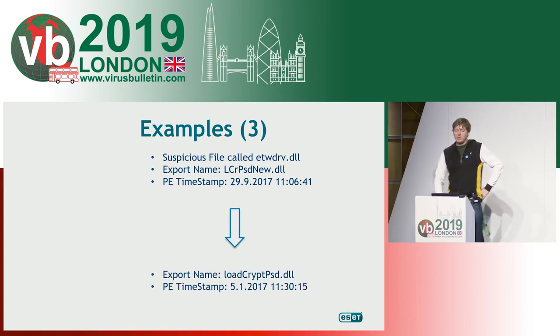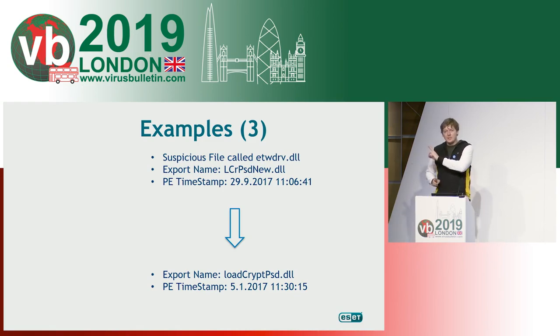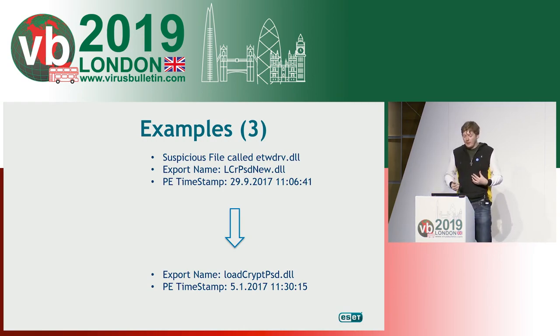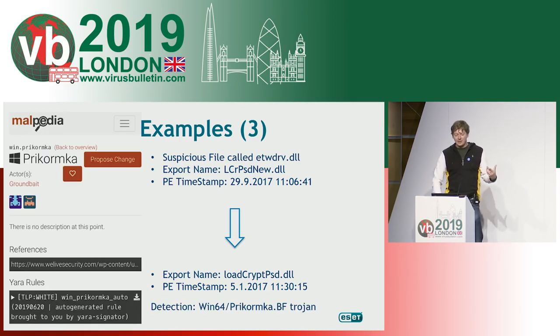Another example: a suspicious file with export name LCR PSD new.dll, and using similarity levels, I found that it is really, really close to a file called loadcrypt.psd.dll. This DLL is really small, just a tiny piece of code. It's a loader, no data, so no quick attribution. But the file that was similar to the original one is already flagged as Pre-Conca. So the conclusion was, wow, this is a new campaign of Operation Groundbait.